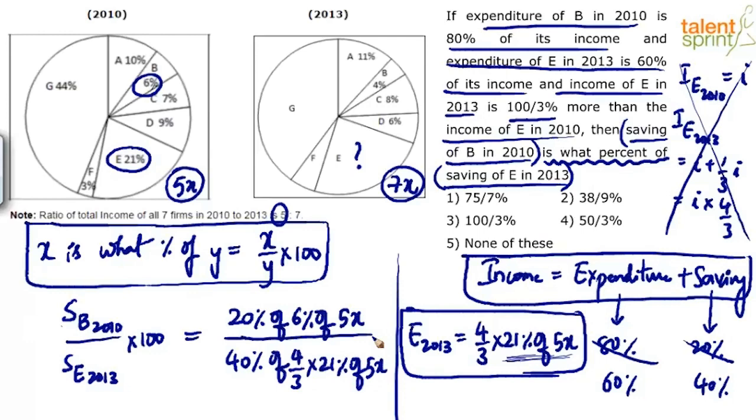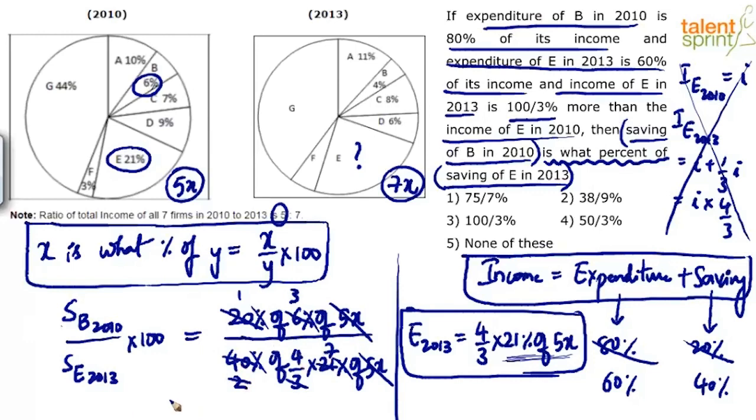So what happens? 5x and 5x get cancelled. Forget about all these percentages. Anyway, percentage gets cancelled in numerator and denominator. This 20 is 20 into 1, 20 into 2. This goes how many times? 7 times. And this goes 3 times here. So we have 3 by 4 into 7, 28. 3 by 28. You understand?